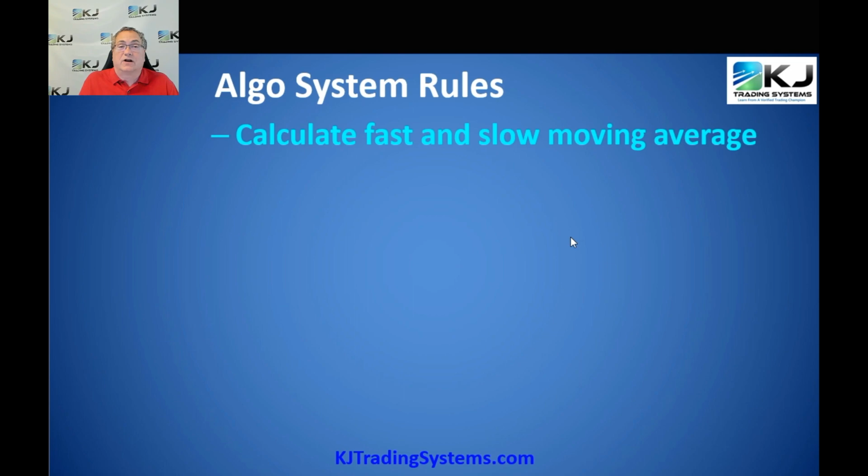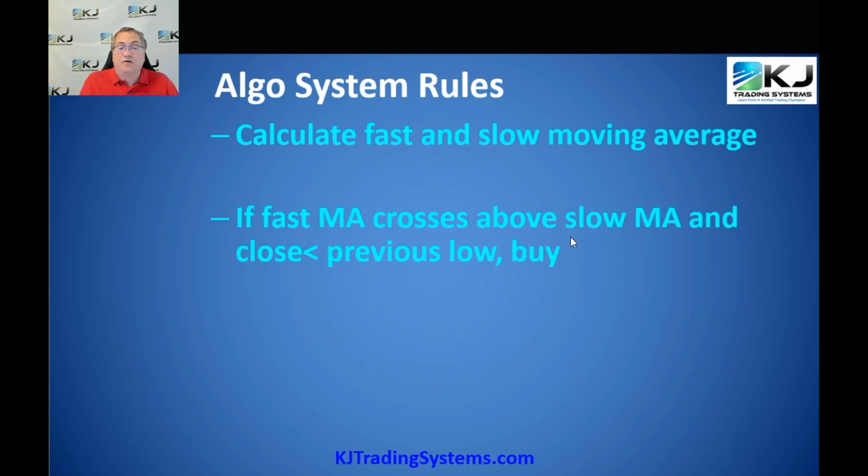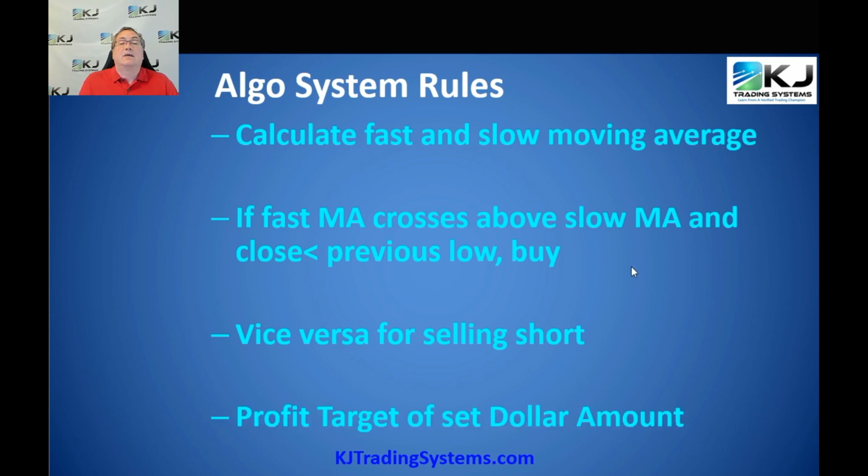So first, what you're going to do is calculate a fast moving average and a slow moving average. And then if the fast one crosses above the slow, and the close is less than the previous low, that's kind of a momentum type little add-on, then you're going to buy. And vice versa for selling short. The profit target, you're going to have a set dollar amount per contract. This would be for futures. And that's it. Those are all the rules.